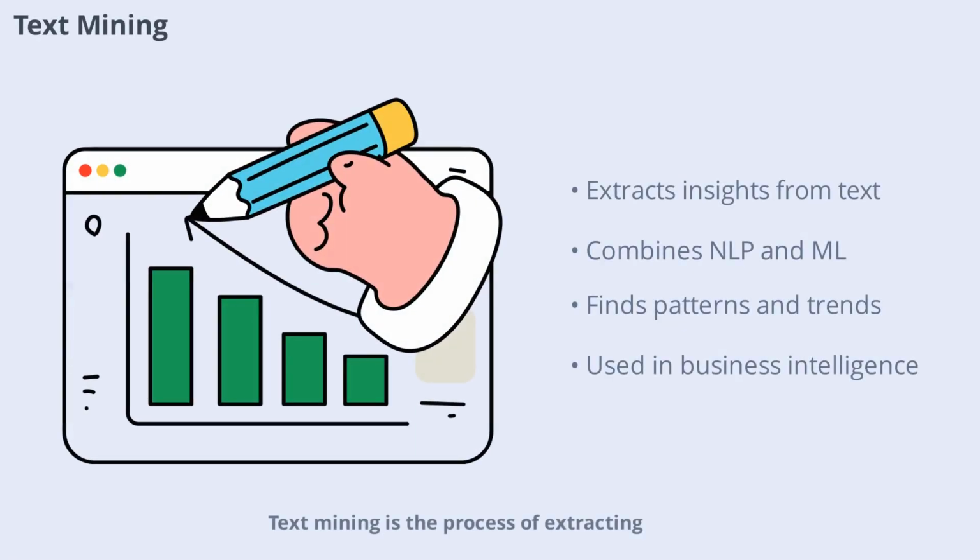Text mining is the process of extracting valuable insights from large volumes of unstructured text. It combines NLP, machine learning, and statistical analysis to uncover patterns, trends, and relationships. Text mining is used in business intelligence, research, and social media analysis, helping organizations make data-driven decisions based on textual information.